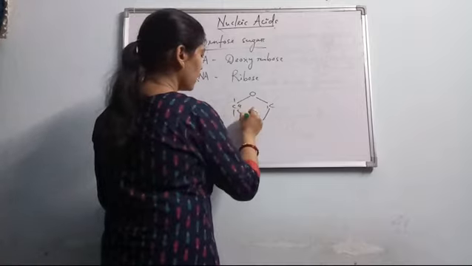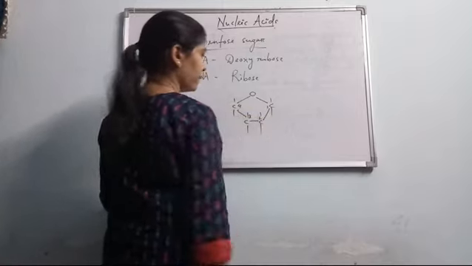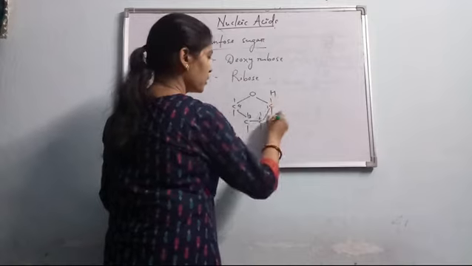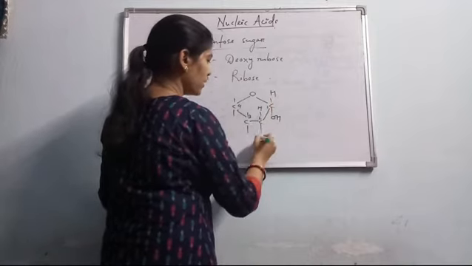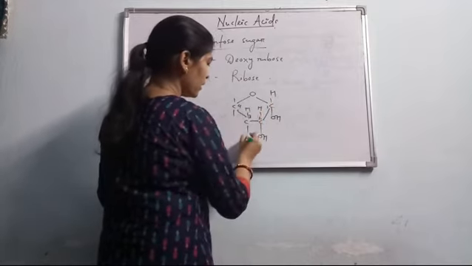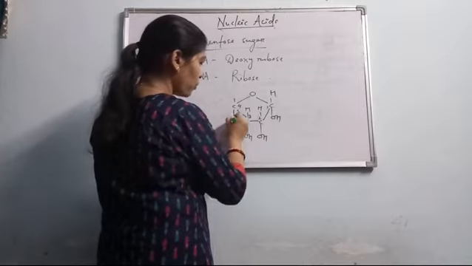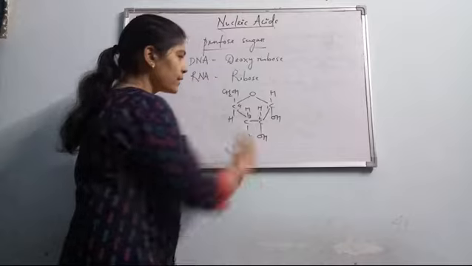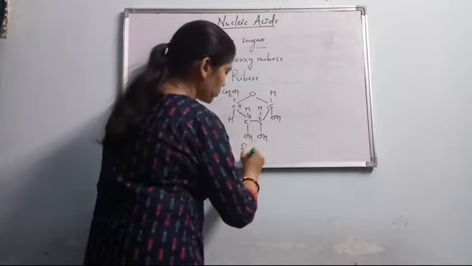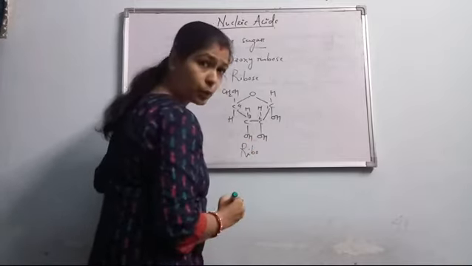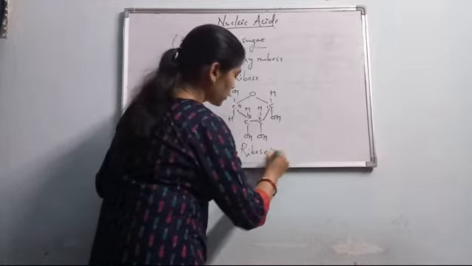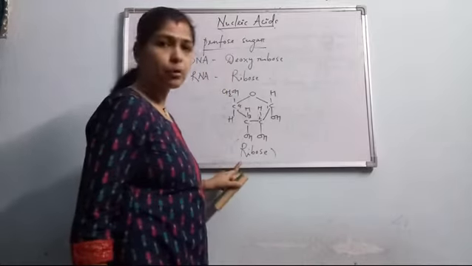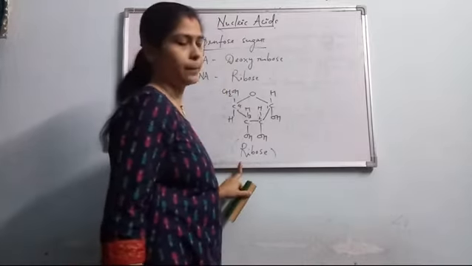Then this is the linkage. See, H, OH, H, OH, H and OH, and this fourth one contains H and CH2OH. This is the structure of a ribopentose. Ribopentoses are also known as ribose. So this is the structure of ribose. This is the sugar present in RNA.